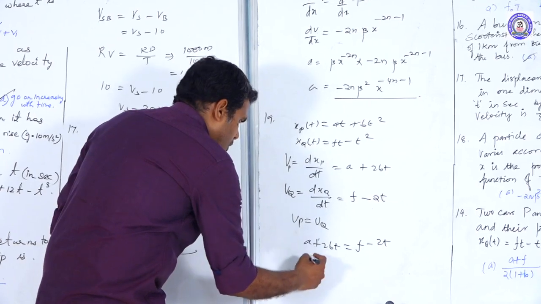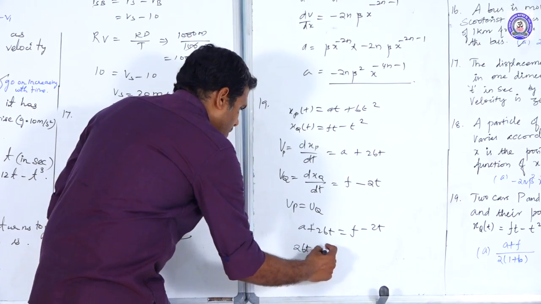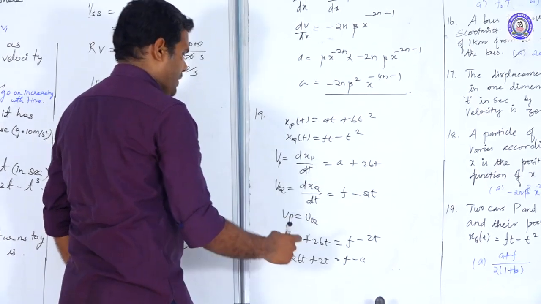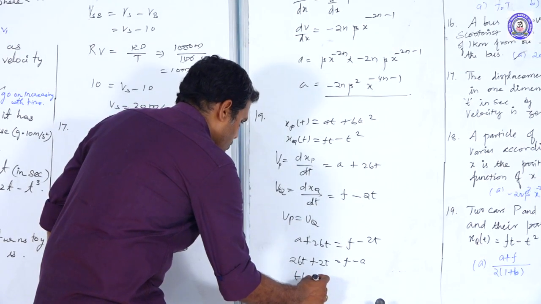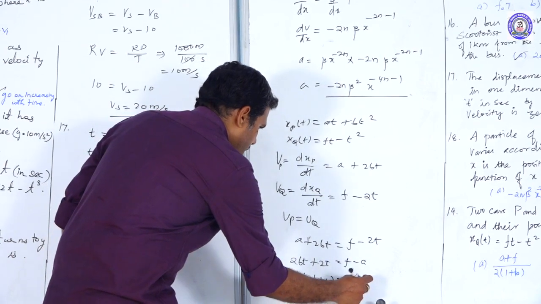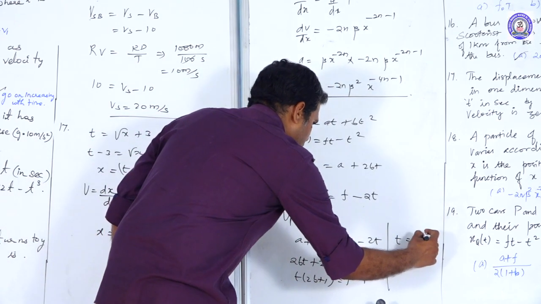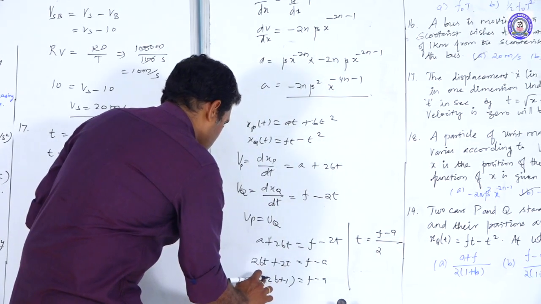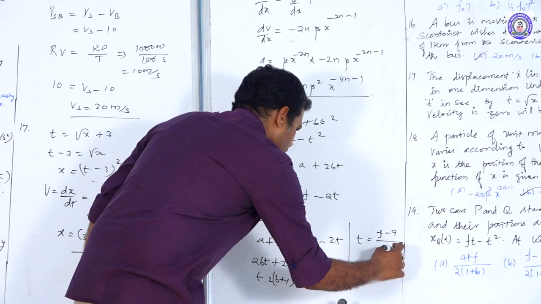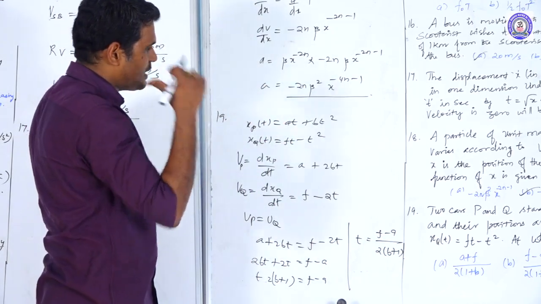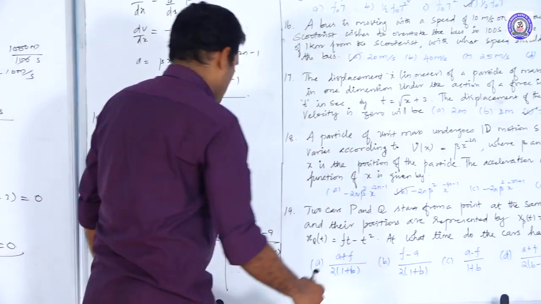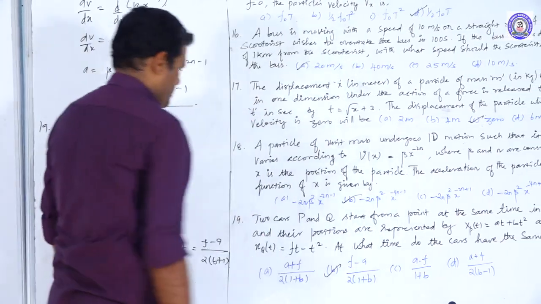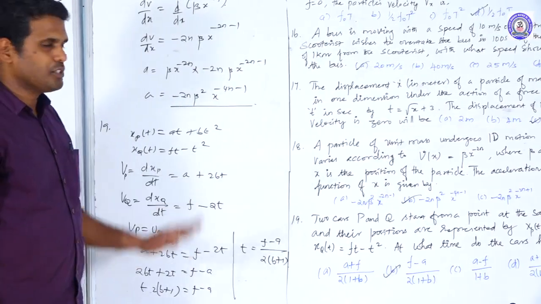Take the time terms on one side. 2bt plus 2t equals f minus a. So t into 2b plus 1 equals f minus a. So t equals f minus a divided by 2 into b plus 1. So f minus a divided by 2 into (b plus 1). Option is this one. So option is B.